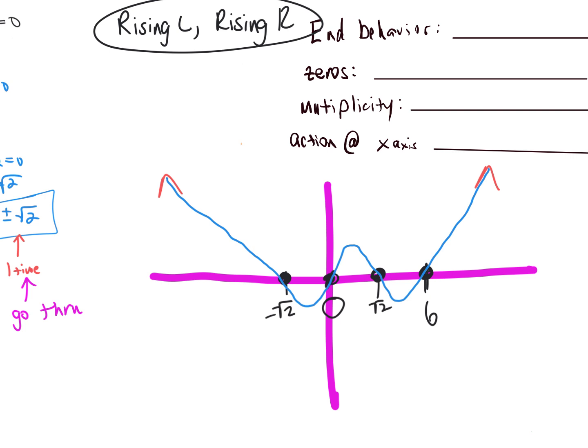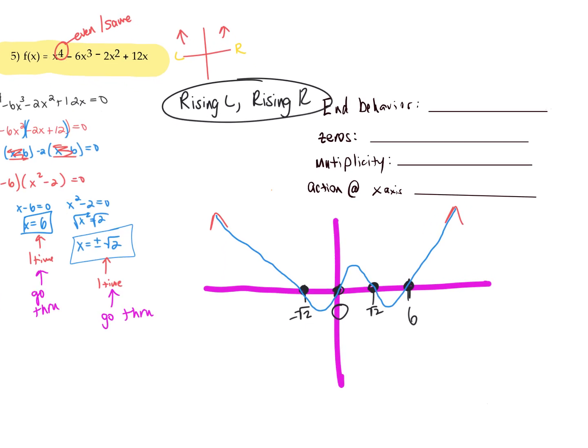If you had multiplicity, if you had the same answer 2 times, instead of going through, it would touch that point and then bounce the other direction, like bounce back up, or touch and bounce back down. No imaginaries tomorrow. Everything's going to be real.